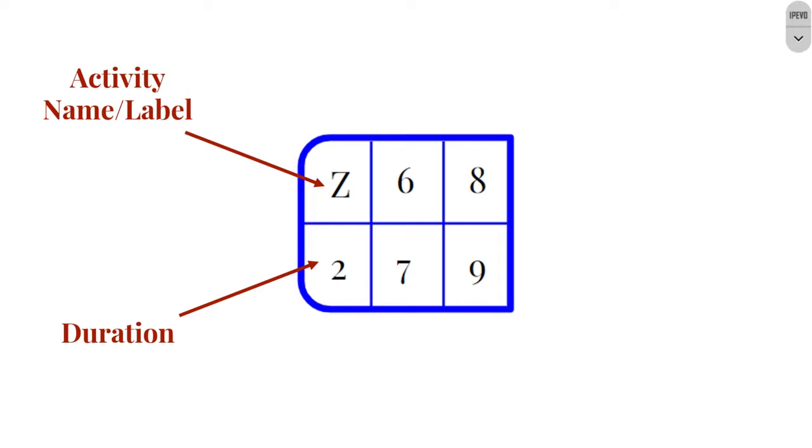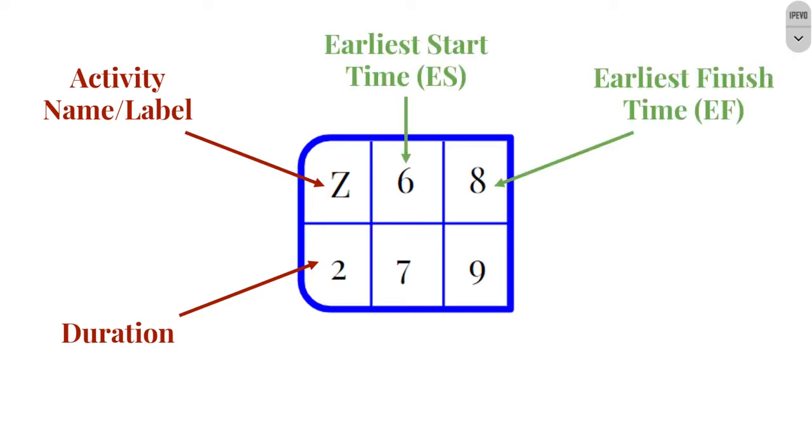Now the other 4 boxes are going to be found as we move through our project network. The top 2 boxes find the earliest start time and the earliest finish time. This is the earliest I could start a task and the earliest possible time that I could finish that task. We find these by moving forward through the project network.